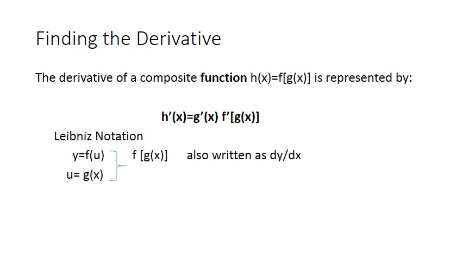The derivative of a composite function h of x equals f of g of x is represented by h prime of x equals g prime of x times f prime of g of x. As seen in the Leibniz notation, y equals f of u and u equals g of x. That could be simplified into f of g of x, which can also be written as dy over dx.